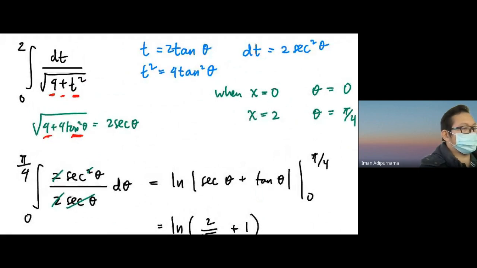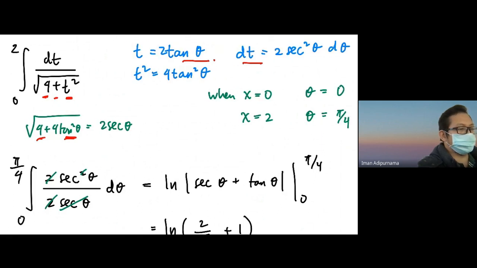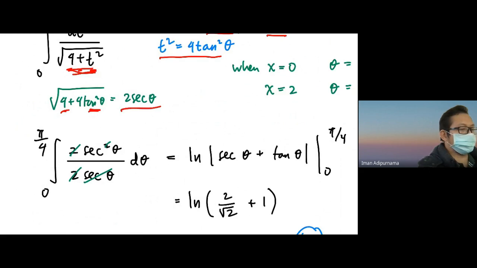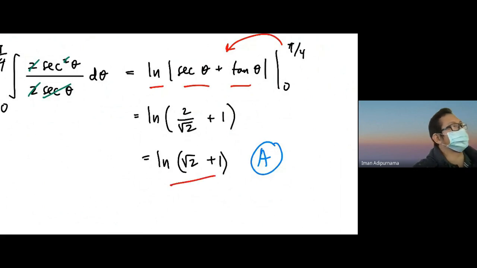And then we exchange the t to 2 tangent theta. We know the dt for this is 2 secant squared theta d theta, and we know that t squared is 4 tangent squared theta. We exchange that into our equation. We get 2 secant theta, and we solve the integral of secant theta, which is ln of secant theta plus tangent theta. The next step will be to put in pi over 4, and we get that the answer will be ln of square root of 2 plus 1.